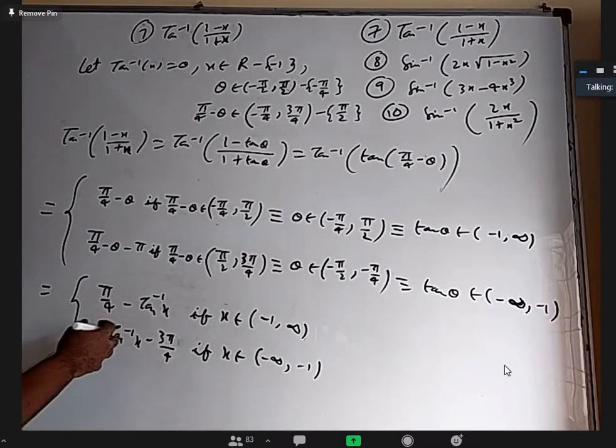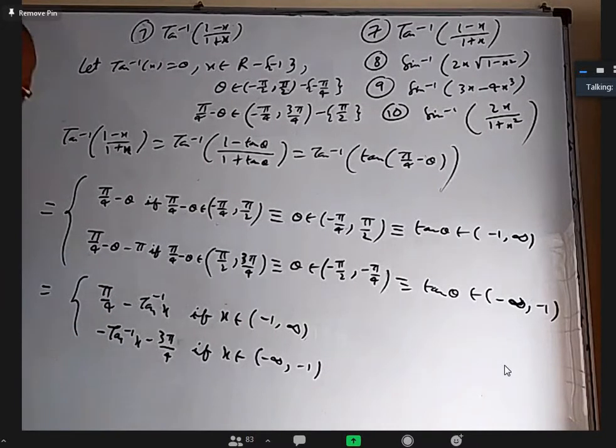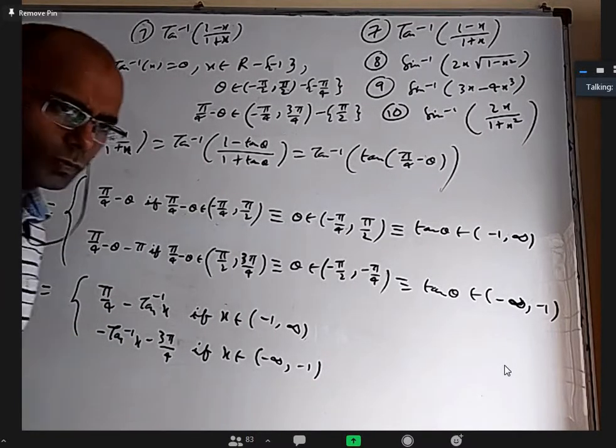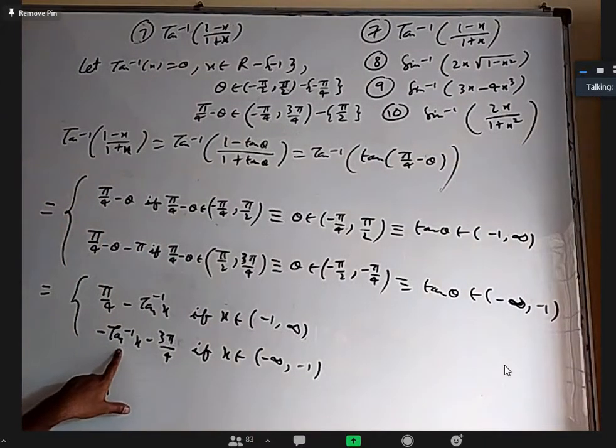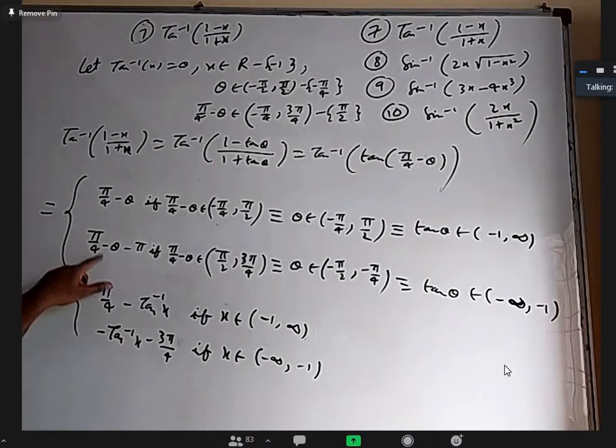This is minus tan inverse x. Okay, once again, in the previous 6th one, did I write plus tan inverse x here or minus tan inverse x? Plus or minus? Minus, sir. Oh, at that time it is plus, so now it is minus. Okay, that's fine. Okay, good.